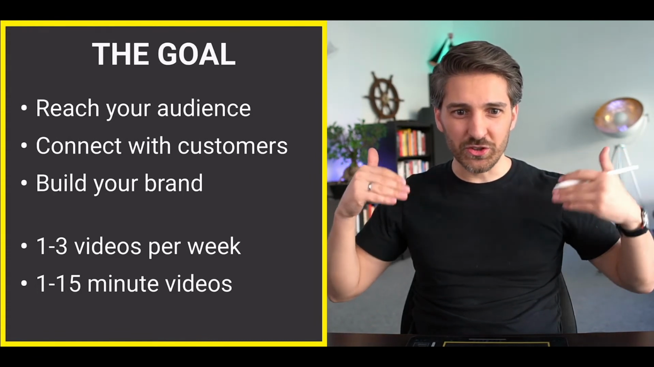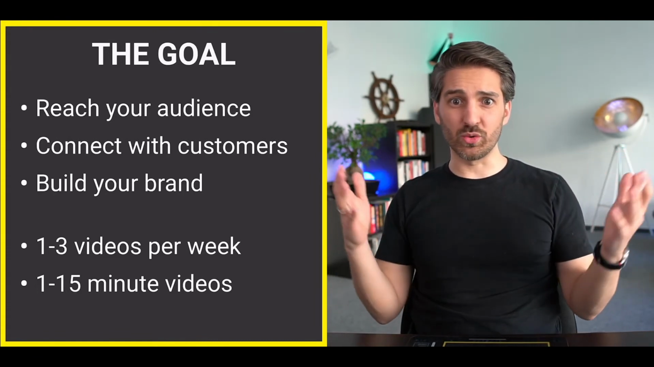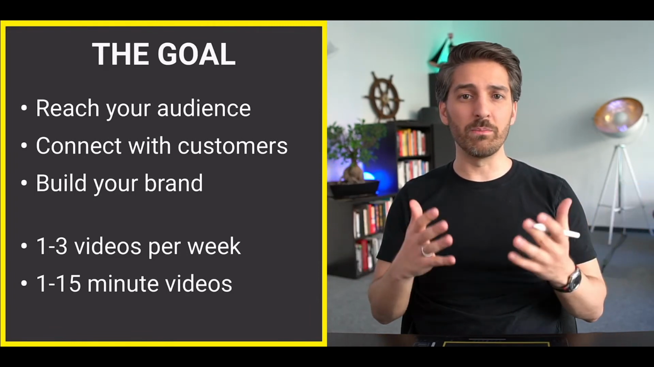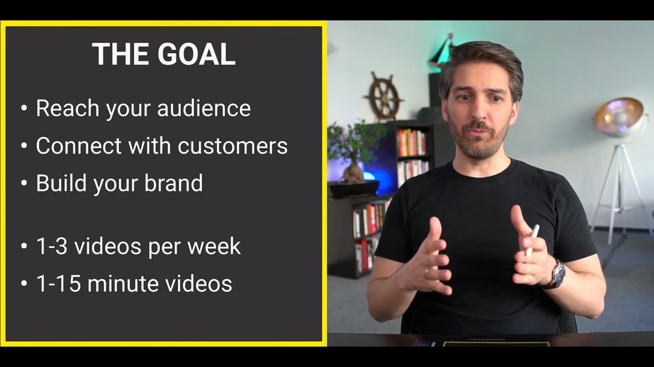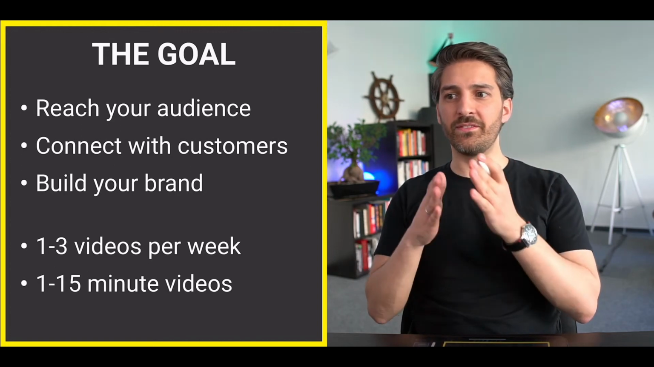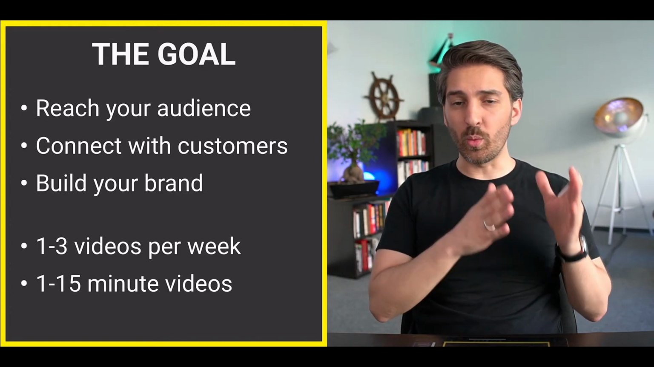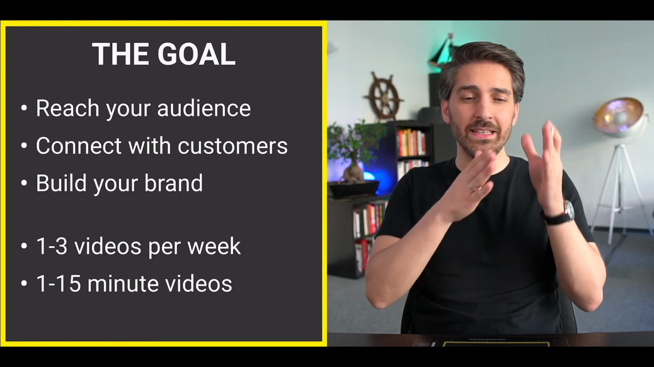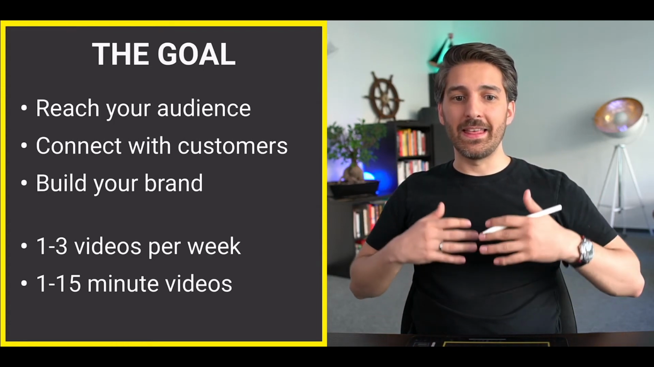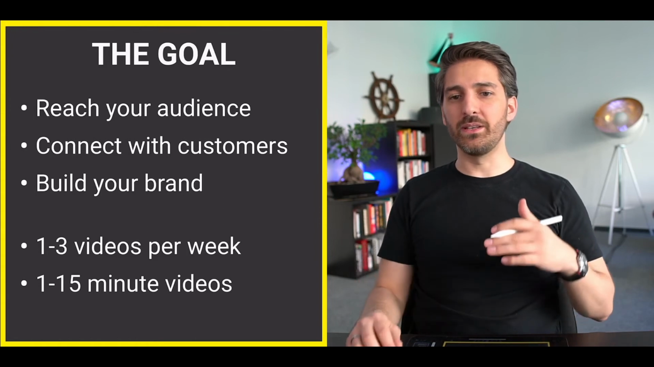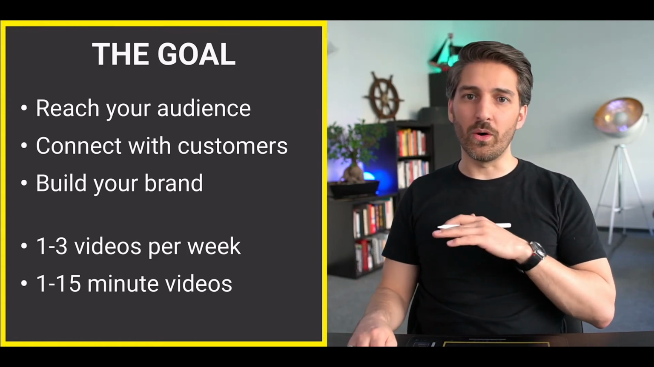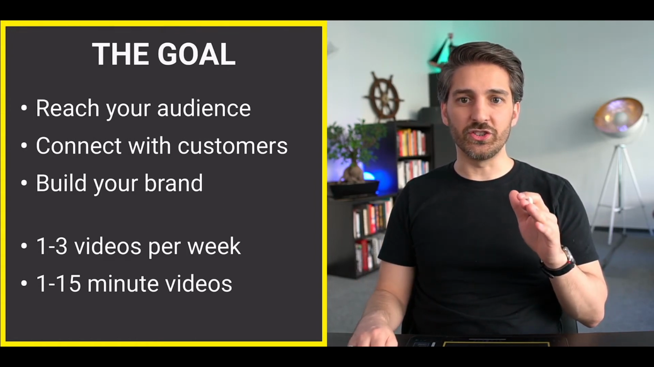And in order to do that, we cannot just publish one video every 3 months. I'm aiming for 1 to 3 videos per week. And each of those videos is between like 1 and 15 minutes long, ideally 10 to 15 minutes. That is what I currently believe is the best way to go for a content marketing strategy.